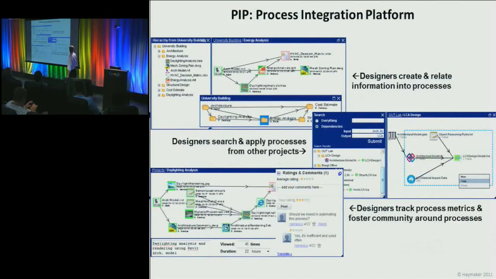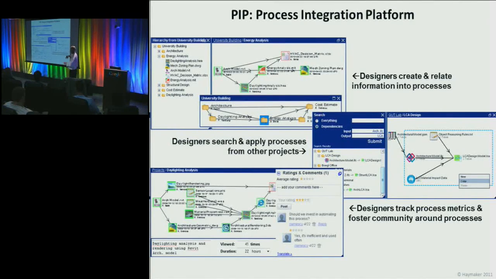So it allows you to create and relate your information. Now, once you have these lines between them, you can start to search this information. You have more information to search, including the dependencies. You can say, hey, I'm looking for a process that starts with an architectural IFC model, a kind of standard data format that we have, and it has an output of LCA. Is there anywhere in this world of processes where somebody else has done this? So we can start to pull up processes in that way.